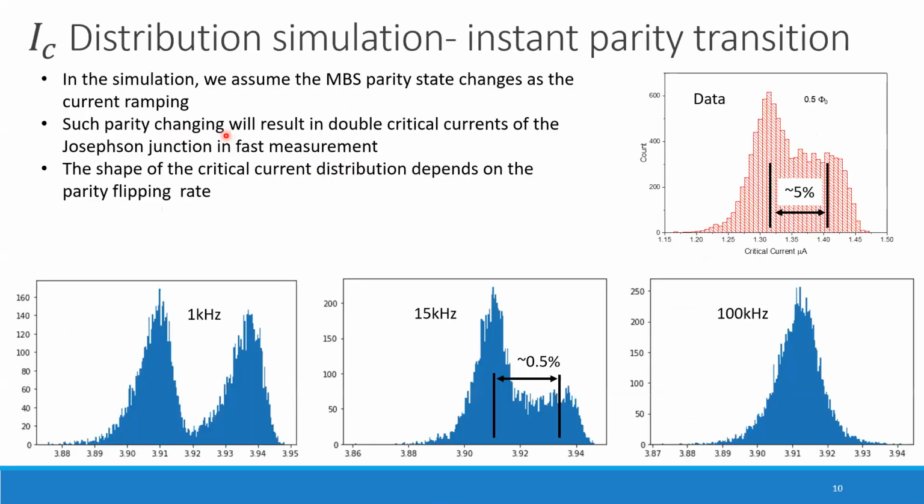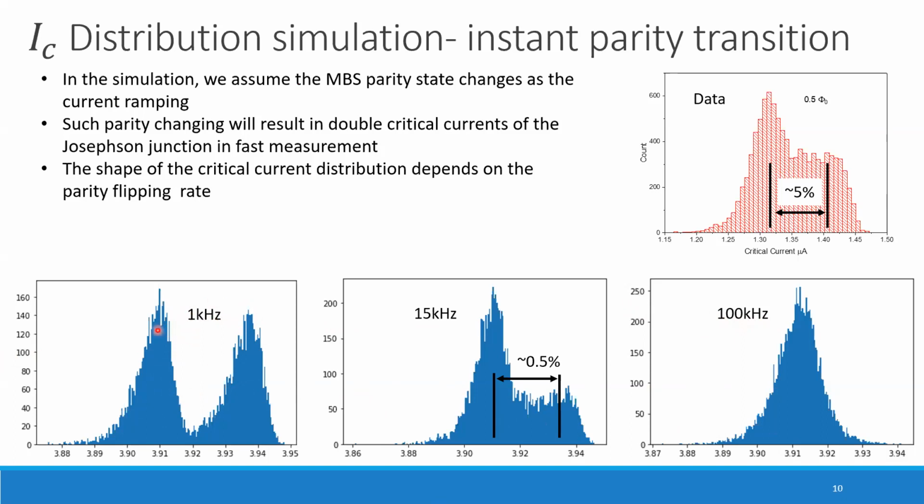We also did some simulation to help analyze the data. So basically, we assume in the program the parity of the Majorana bound state will cause an instant change of the washboard potential, and we also assume a certain parity transition frequency of the Majorana bound state. Then, based on that, we calculate the critical current distribution, which is shown in these three pictures here. So as you can see, the shape of the critical current distribution depends on the parity transition frequency of the Majorana bound state.